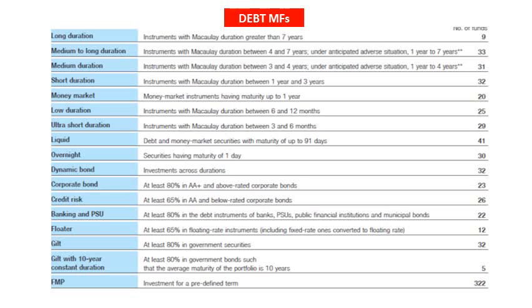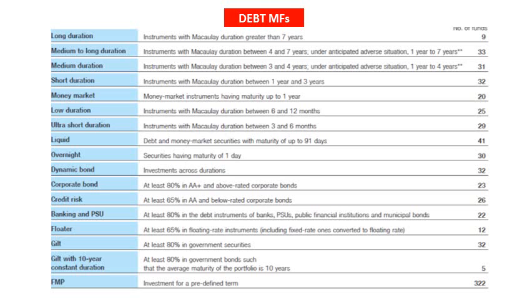Then floater, the name is floater funds. Here the interest rate may float, it's not a fixed one. Those types of bonds, they will allot their funds there, that is called a floater. Here also around 12 funds are available in the market. The next one is gilt, GILT, that is called at least 80% in government securities. Then gilt with 10-year constant duration, here also at least 80% in government bonds, and the lock-in period is 10 years. Here 5 funds are available in the market.